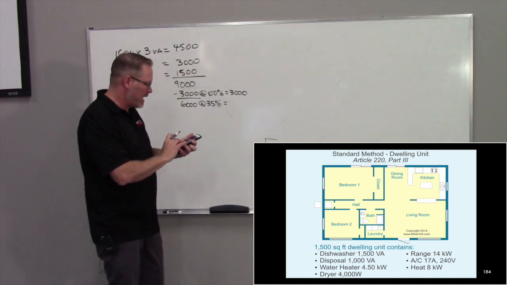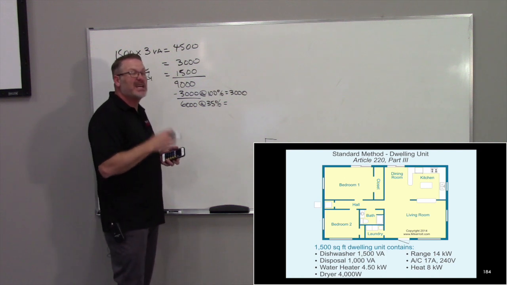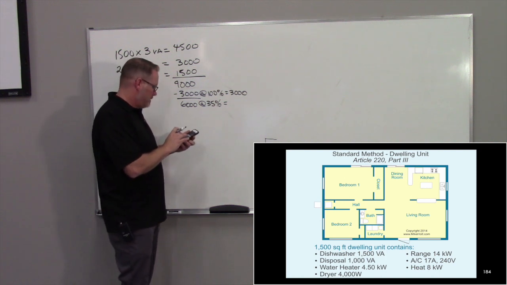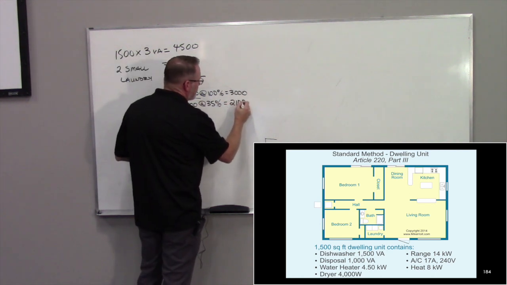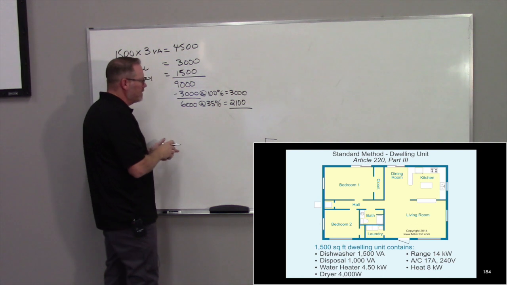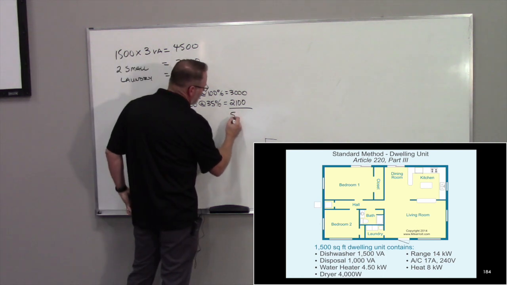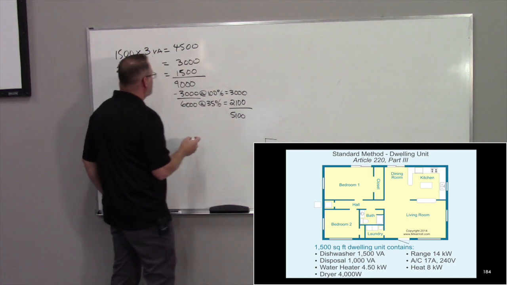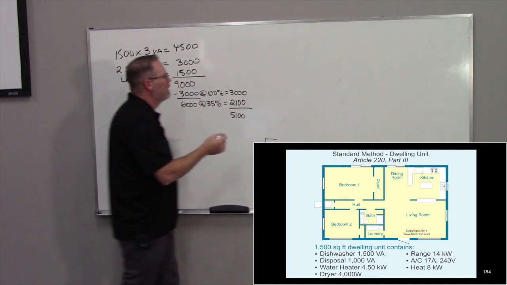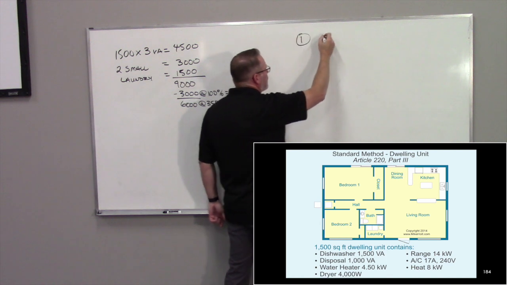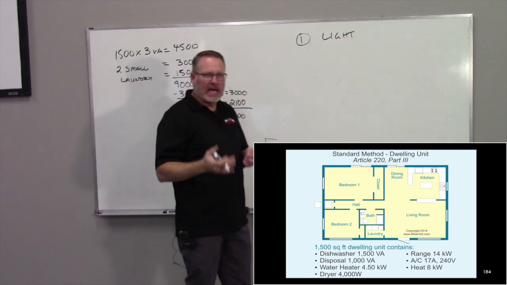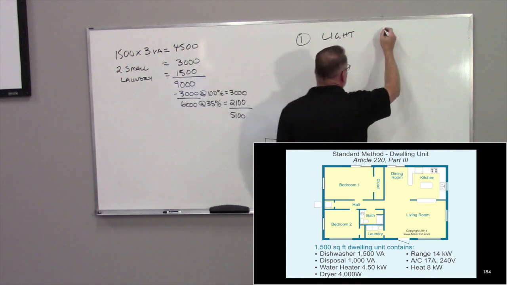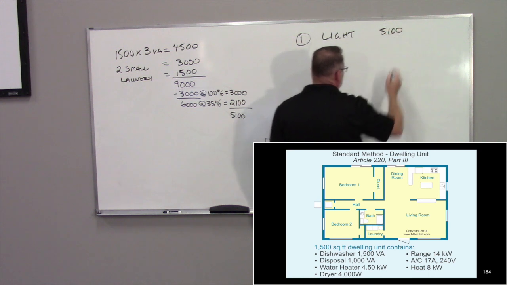Let me confirm that on the calculator. This is one thing we definitely don't want to do, which is do stuff in our head. Use a calculator. So 6,000 times 0.35 or 35% is 2,100. We add those two numbers together, and we end up with 5,100. This is really step one. I'm going to call that the light. It's the general lighting and receptacle load, but we're just going to call it the light, and we calculated that at 5,100.